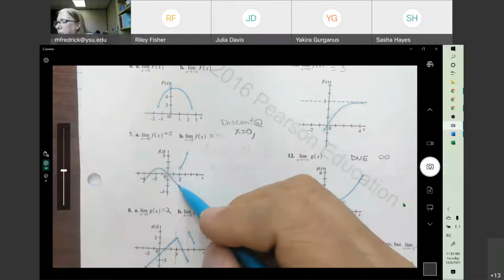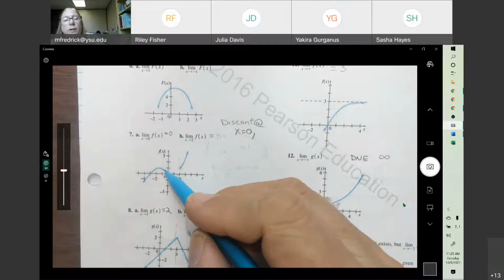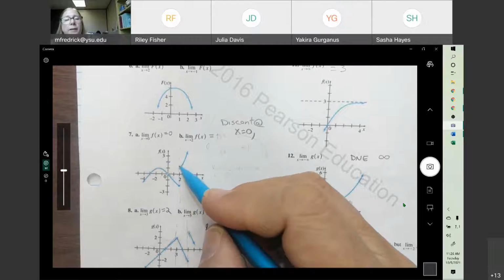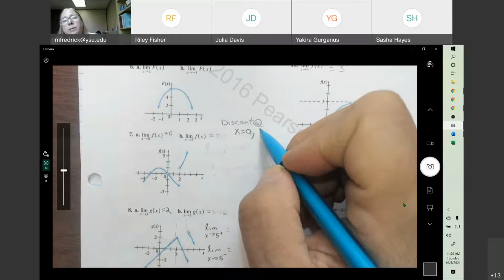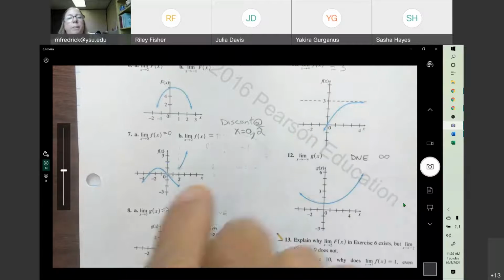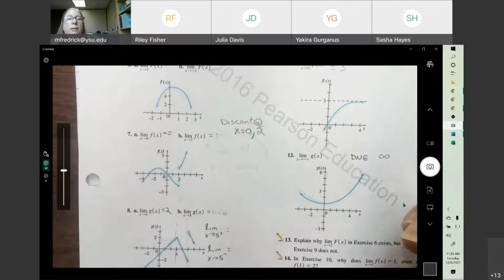And then when I trace some more, there's a jump here in the line. And that's at 2. So you always use the x values. But wherever there's a jump in the graph, that's where it's discontinuous. So this one's discontinuous at 0 and 2. And that's why you look for limits at those areas. Are there any questions on that? Okay.